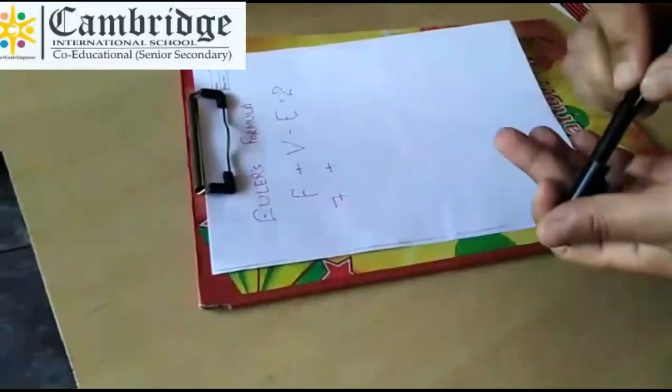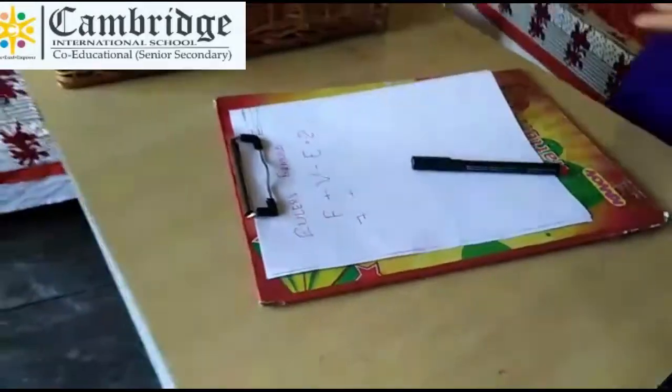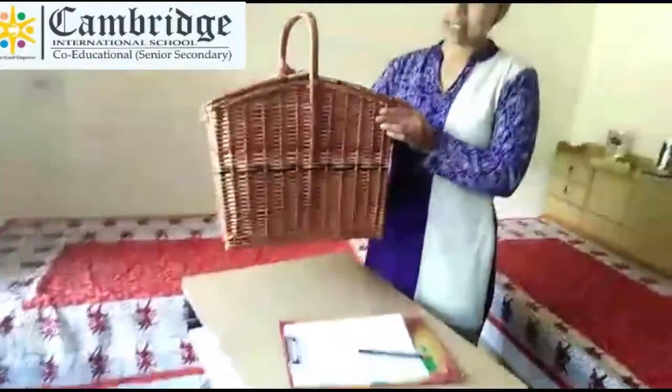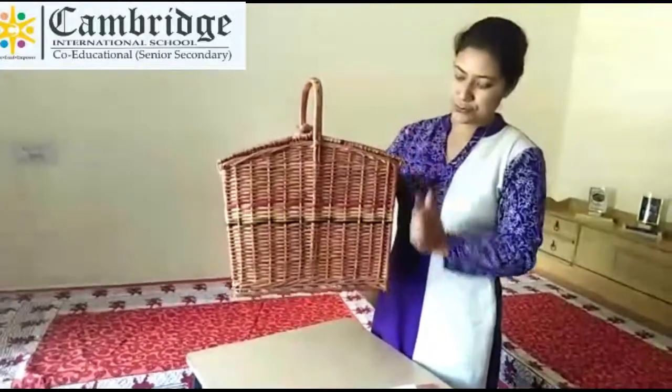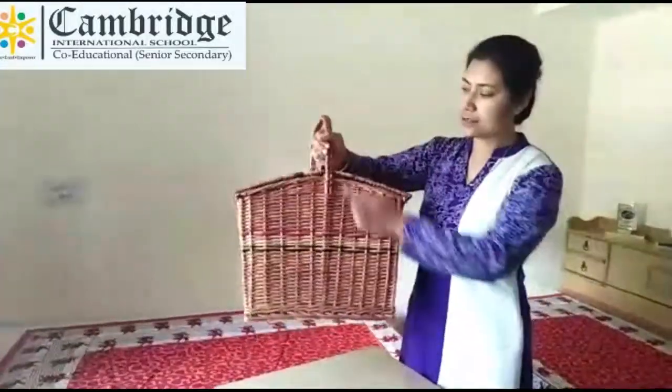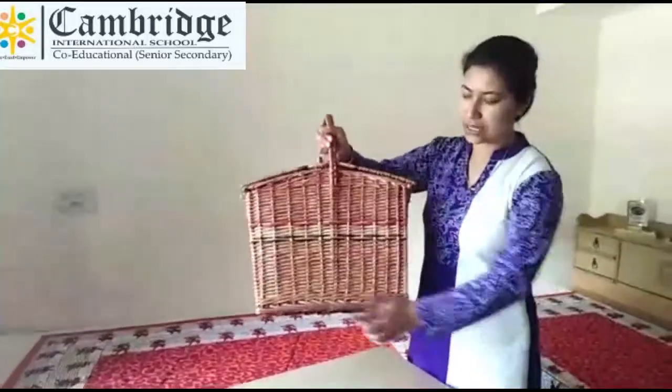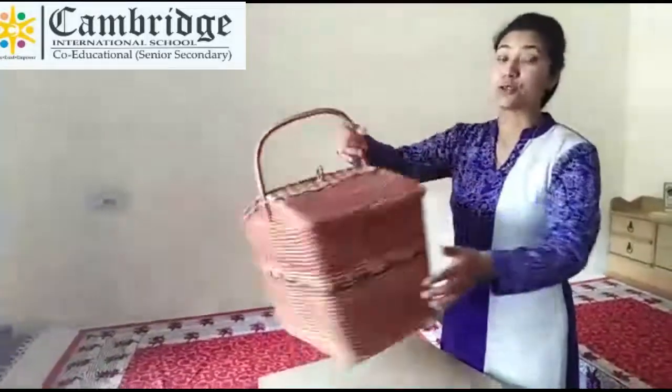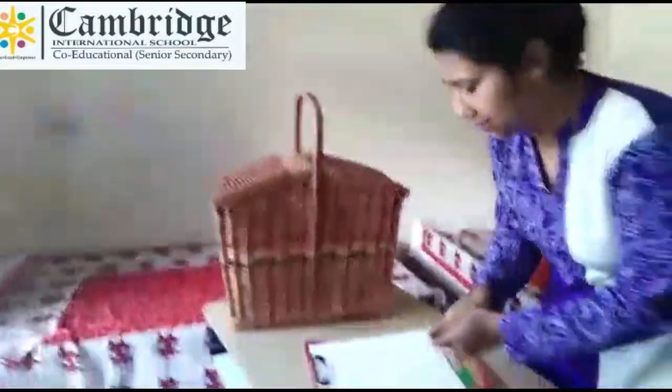Now let's move to the vertices. So start from the front face again. 1, 2, 3, 4, 5. At the back, 1, 2, 3, 4, 5. So total how many vertices? 5 plus 5, 10 vertices are there.